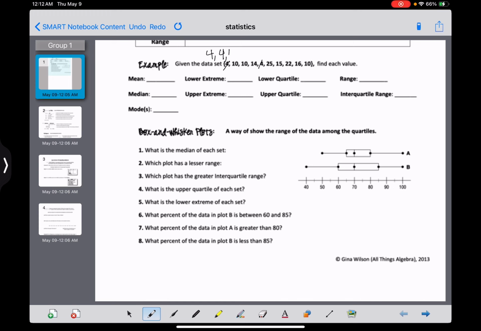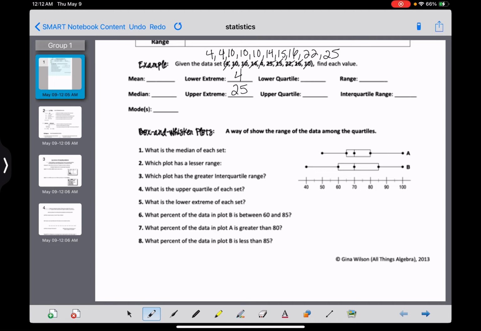After those fours, we have some tens. There's 1, there's 2, and there is 3 tens. After those tens, I've got 14, and then 15, and then 16, and then 22, and then 25, okay? And then I can go ahead and find my mean, median, mode, all that stuff. But let's go ahead and find just the easiest things to find first, which is my lower extreme, my upper extreme. So my lower extreme, my lowest, my minimum value is 4. I can see that right there, the smallest number in my list there. And then my upper extreme, my maximum, that's at 25.